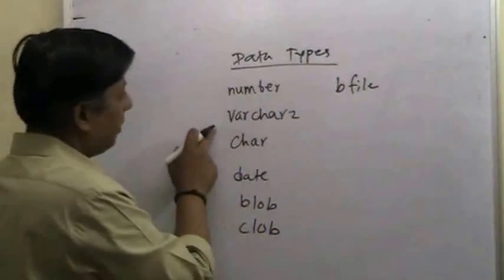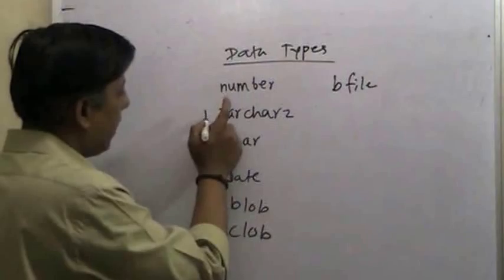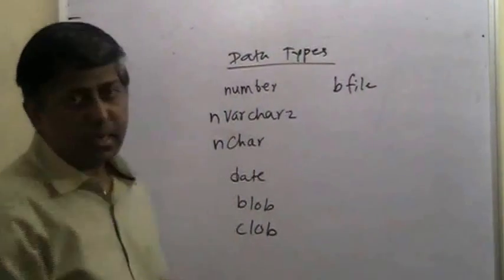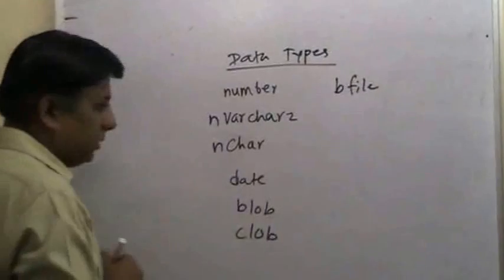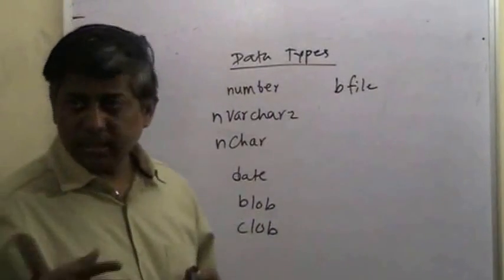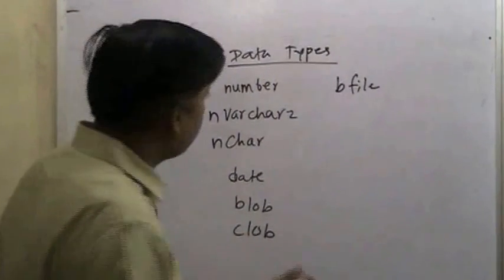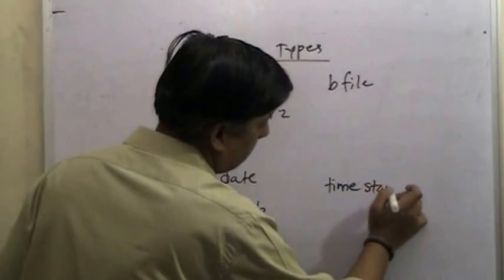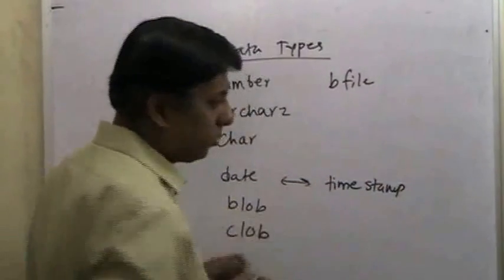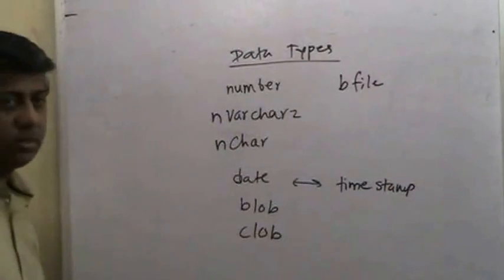Then for each of the character and varchar, there is an N version also. N character and N varchar. We will talk about them also. And then there is a long and other things. Those are for backward compatibility. There is also something called timestamp. I would like to keep these two together. So let us talk about these things.